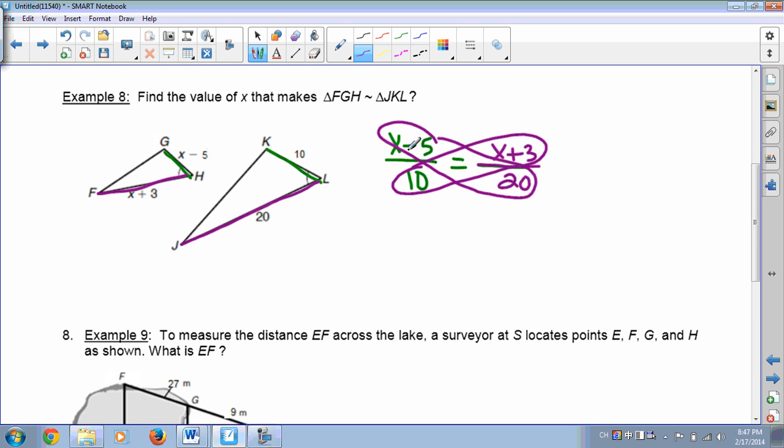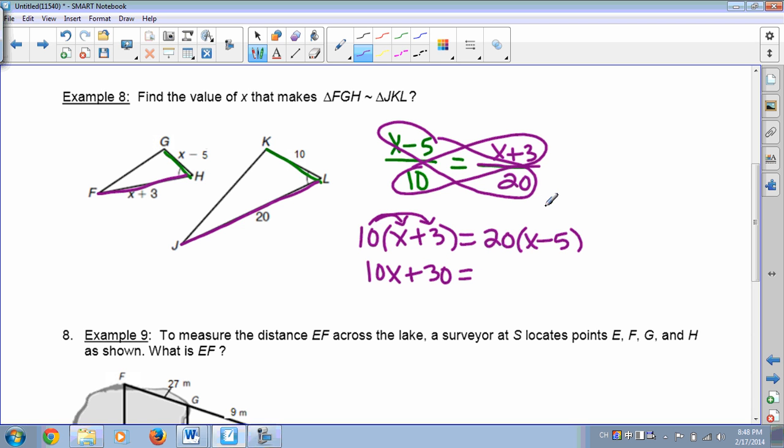It does not matter which one you want to start with. I'll just start with the 10 times the x plus 3. Remember, you have to distribute in this situation, so put parentheses around your binomials. 20 times the binomial of x minus 5, and then we need to distribute. So 10 times x is 10x, plus 10 times 3 is 30, and that's equal to 20 times x, which is 20x, and 20 times negative 5, which is negative 100.